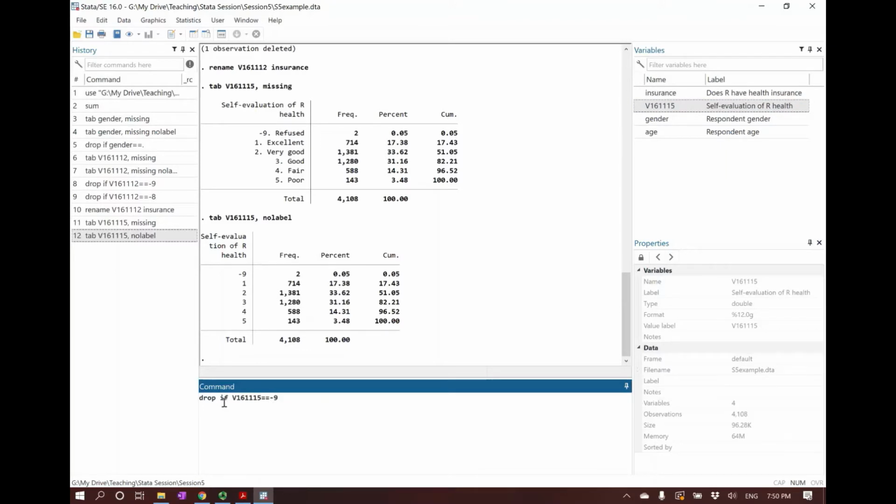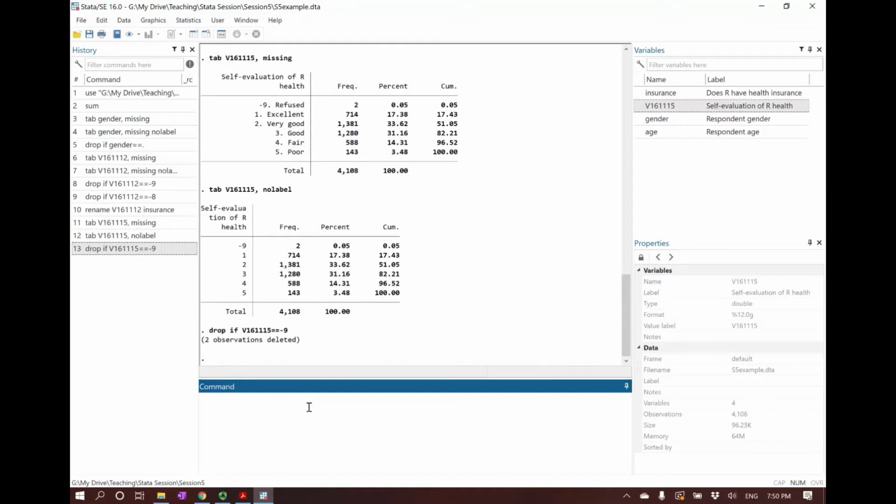Remember, after the if statement, we want the double equal sign, because we are testing for that equality. If this equality is valid, we're going to drop. We're not defining some information. So if I drop, I will have 2 observations deleted. And I'd like to rename this variable to be, for example, health.